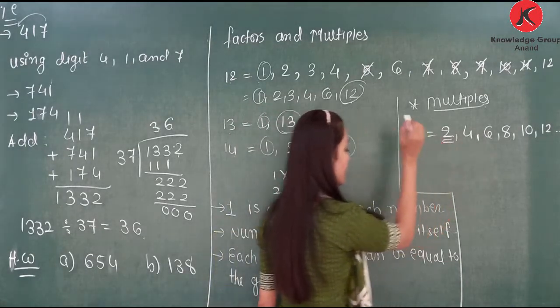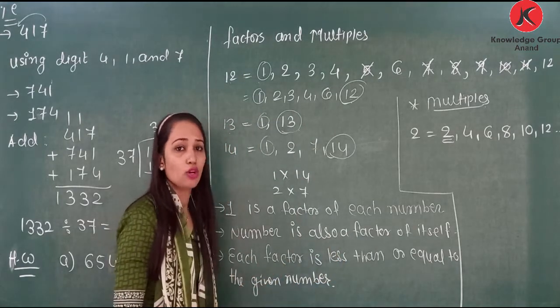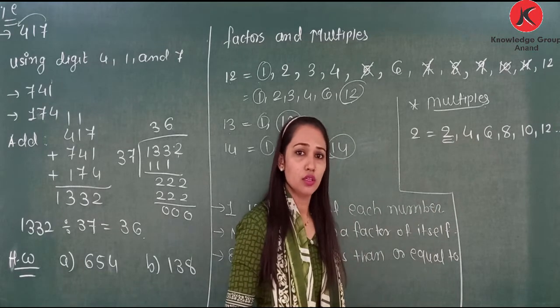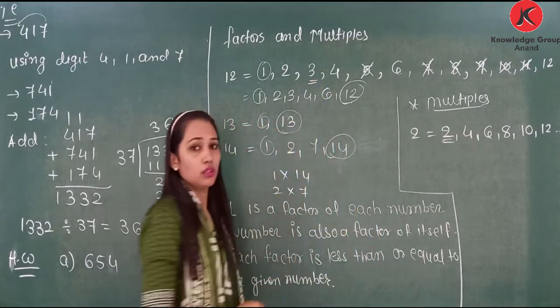Multiples are greater than the given number, whereas factors are less than it. Factors are less than or equal to the given number, but multiples are greater than or equal to the given number. Now if we consider the number 3.